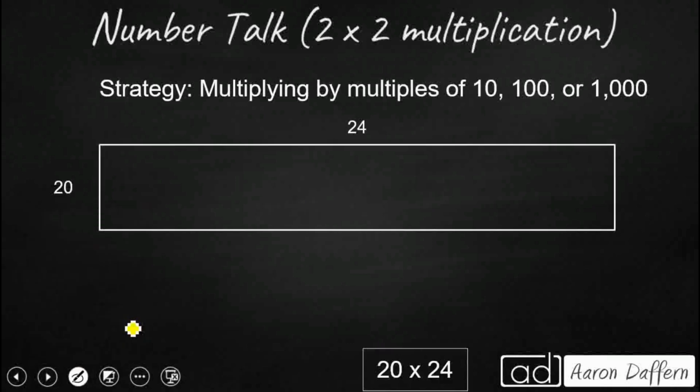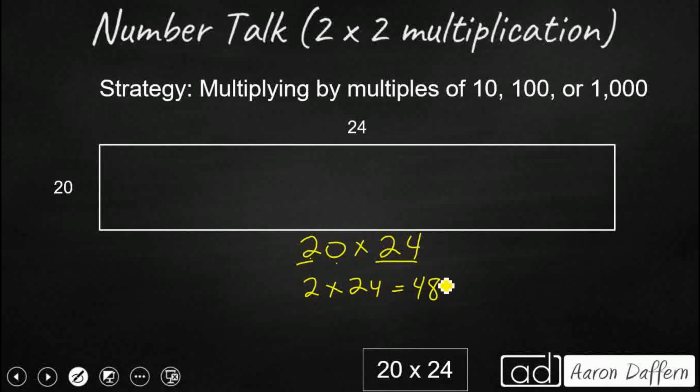So first, what we could have done is use the strategy of multiplying by multiples of 10, 100, or 1,000. Now it's pretty simple. We take our 20 times 24, and 20 is a multiple of 10. What you do is you take your non-zero digits. So you take 2 times 24. I'm just going to double my 24, and that's going to get me 48.